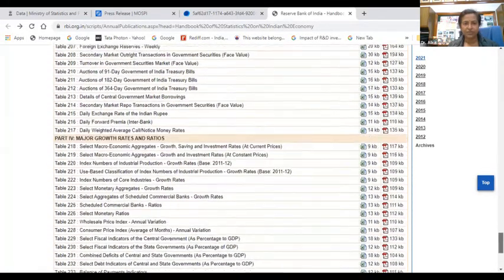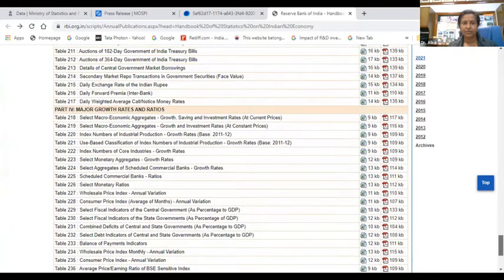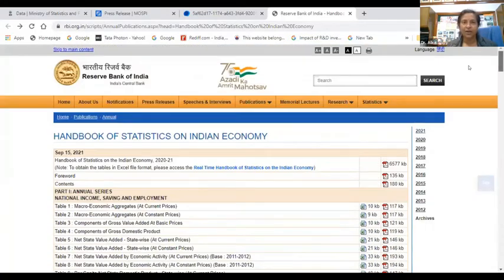Then of course, it's a long list, like consumer price index, fiscal indicators, and many other data. So this is basically a vast data bank, as I said, a very voluminous report. So now, coming back to the original slide, I was just mentioning the CAG data, fine.